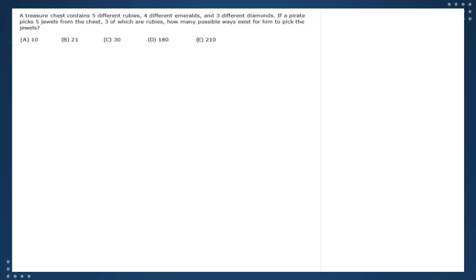And they're implying a lot here, because the question says if a pirate picks 5 jewels from the chest, and then it says 3 of which are rubies. So what that means is that there have to be 2 other jewels taken. So what are the other 2 jewels? Well, if 3 have to be rubies, the remaining 2 can't be rubies. So then we have what's called a ruby bucket and a non-ruby bucket.